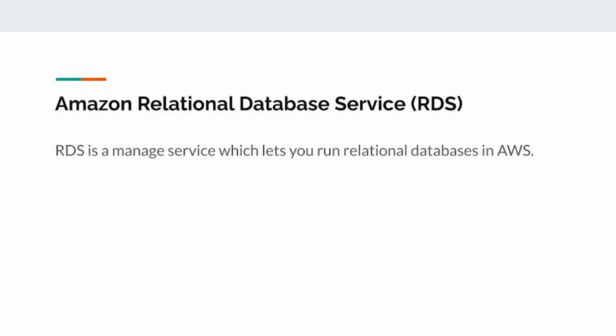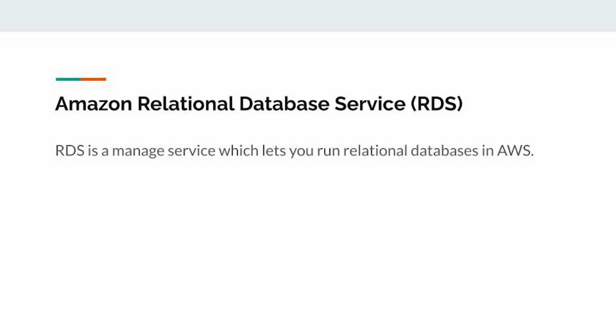Next topic, Amazon Relational Database Service (RDS). RDS is a managed service which lets you run relational databases in AWS. RDS automates tasks such as hardware provisioning, database setup, patching, and backups. It provides these database engines: MySQL, Microsoft SQL Server, Oracle Database, PostgreSQL, MariaDB, Amazon Aurora.